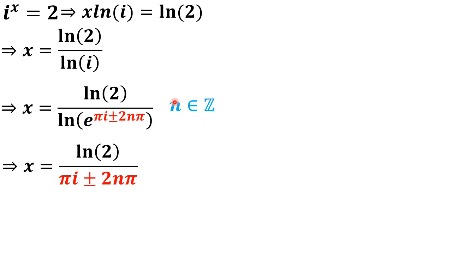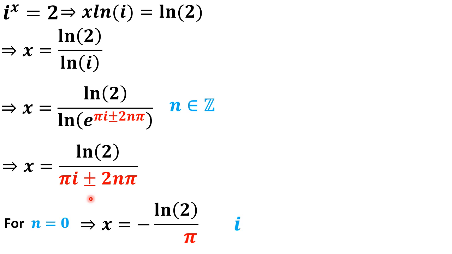So if we get the principal value, that is a case where our n is equal to 0, we are going to have our x to just be the same as, since we have i at the bottom, if we multiply top and bottom by -i, we are going to have negative the natural log of 2 over pi, then we have i. So guys, this is the principal value of this solution, but there are so many solutions of this value, as you can see, infinitely many solutions for which this condition is possible.